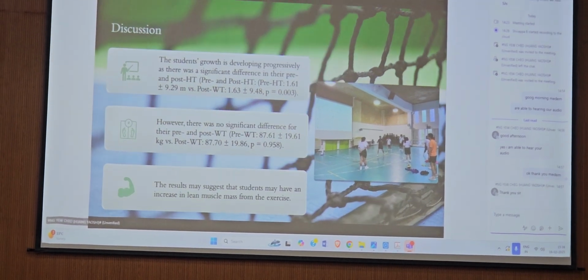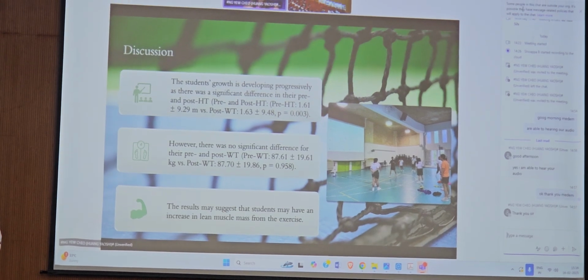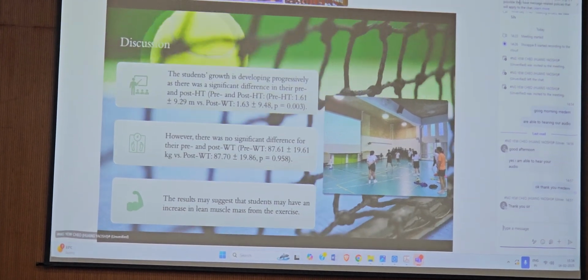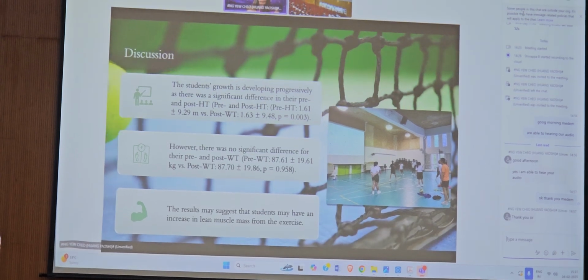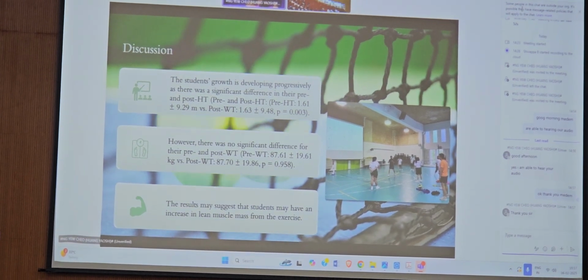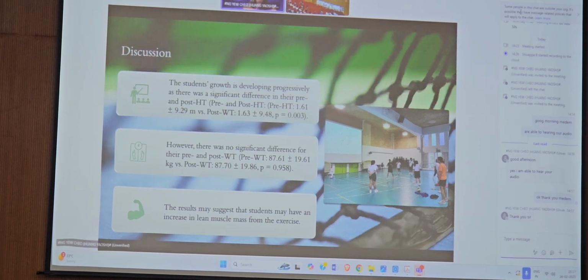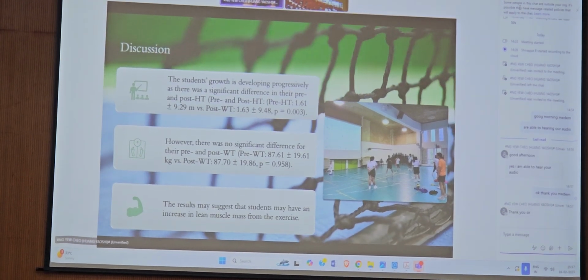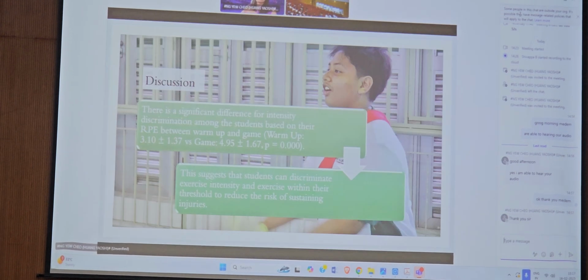So once again, we also found that the students' growth is developing progressively. There's a significant difference between their pre and post height with a p-value of 0.003. However, there's no significant difference for their weight with a p-value of 0.958. But this may also suggest that the students may have an increase in lean muscle mass from the exercise.